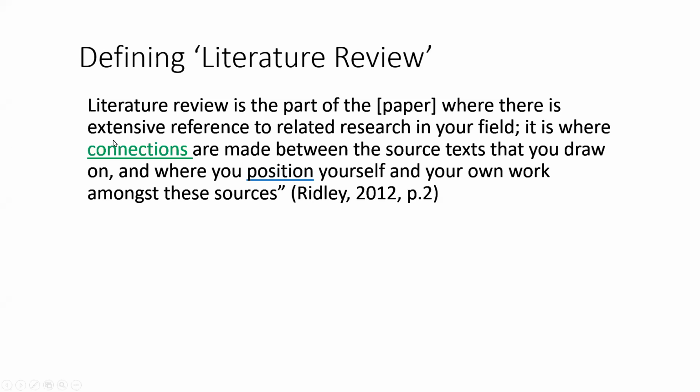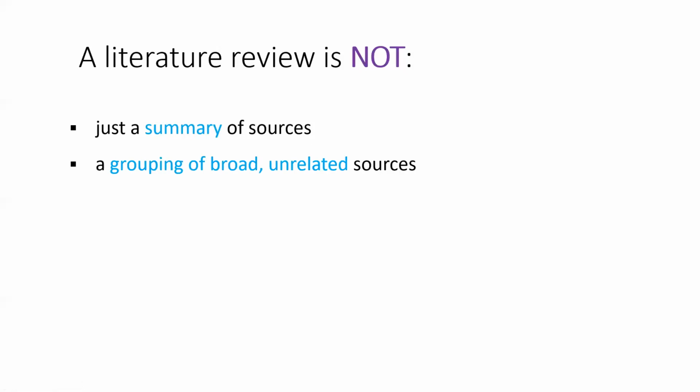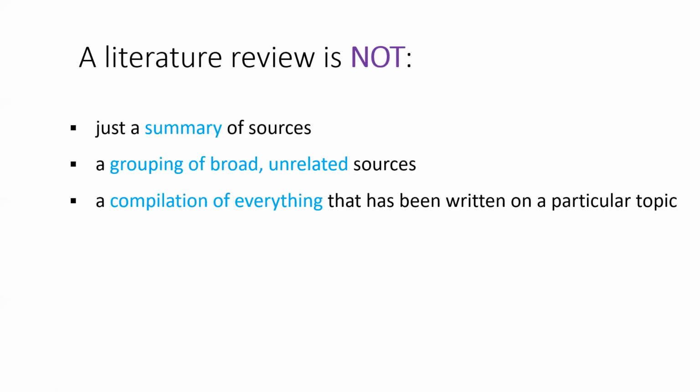To do a review, you need to go through references extensively, any publications which are related to your research, and make connections. You need to make connections, right? Why do you need to make connections? To make sure that you position your work amongst others, right? You may be doing some original work, but still there should be some background for your study, right? This background is the reference that you make extensively to previous research. So you have to understand this. It's not just a summary, right? So you need to understand very clearly that literature review is not just a summary of sources. Don't ever make that mistake, right? But in most cases, even very experienced researchers might just do a summary, sometimes a grouping of very broad, unrelated sources, and compiling everything that has been written on a particular topic.